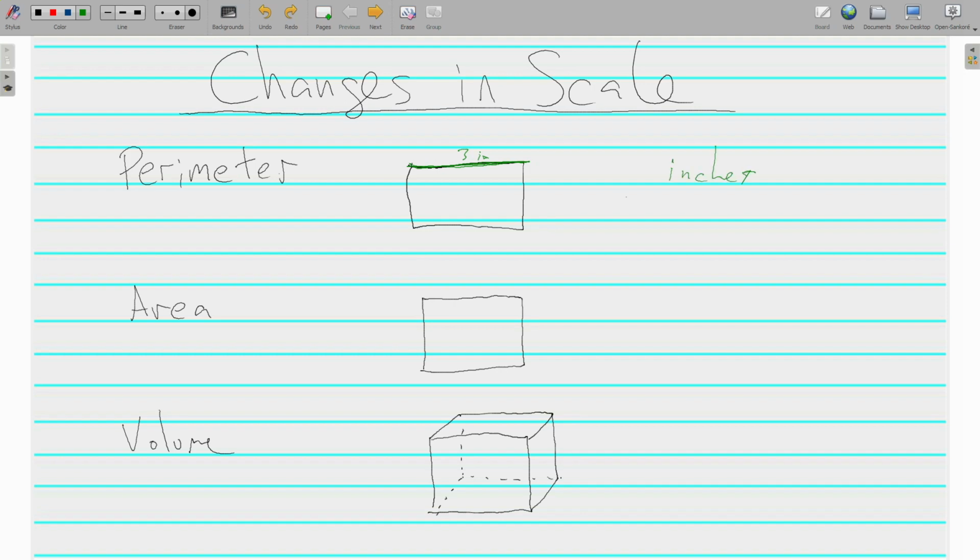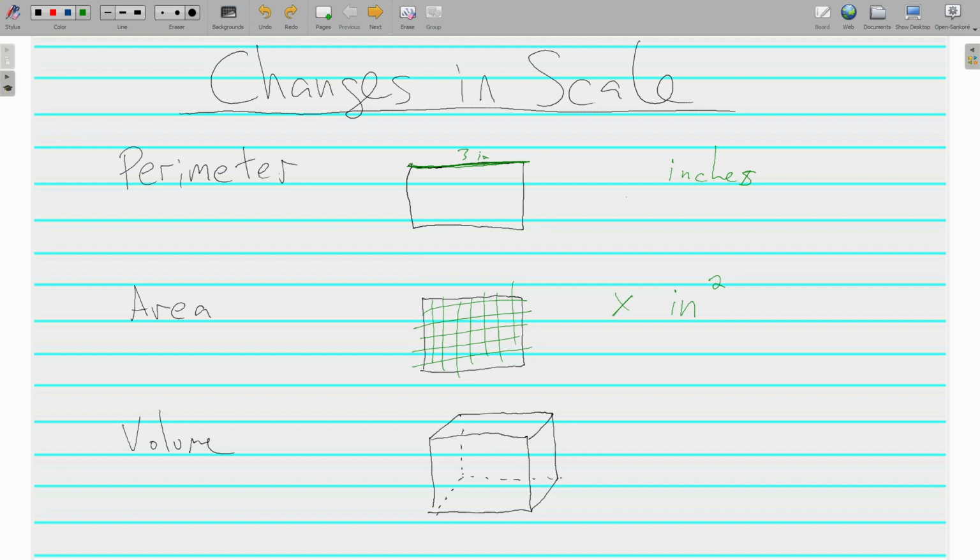Just one-dimensional inches. Whereas area, when we find area, we're actually figuring out how many squares are inside something. And so this is two-dimensional. The area is two-dimensional. So whatever the area was, it would be x, and we would call it square inches. A lot of people say inches squared. I prefer square inches, right, inches to the second power.